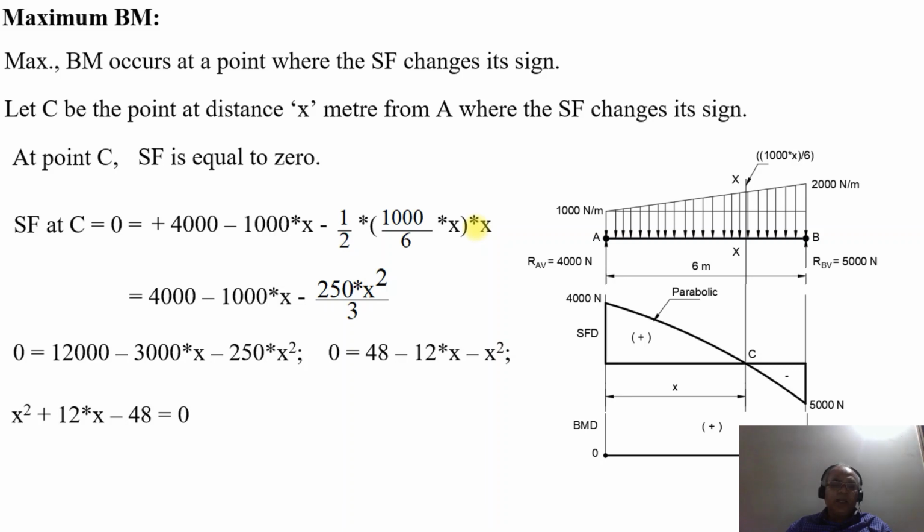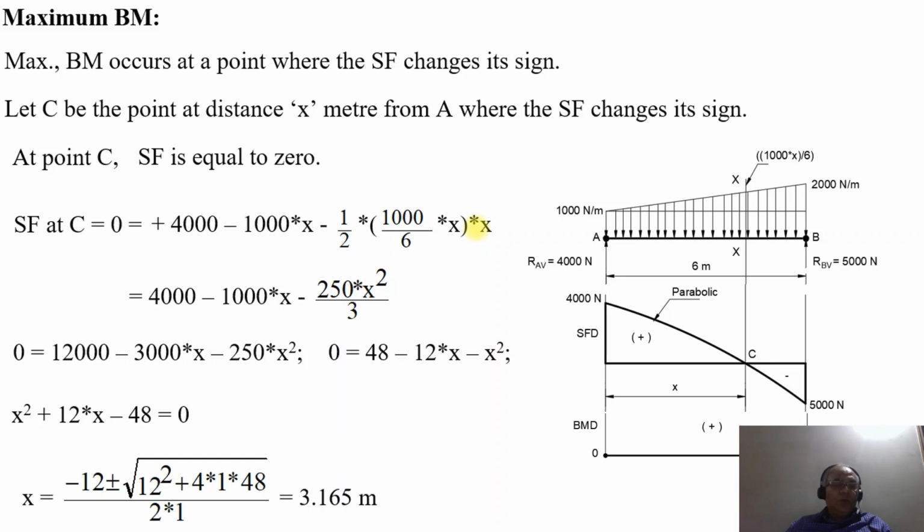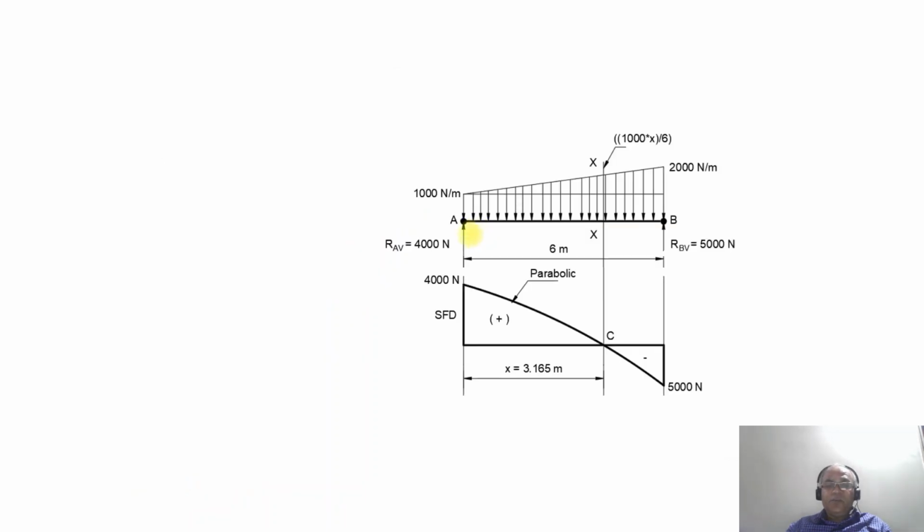So we are going to apply the roots as minus b plus or minus root of b square minus 4ac by 2a. So minus b becomes minus 12, a is 1 and c is minus 48. Substituting, minus 12 plus or minus root of 12 square plus 4 into 1 into 48 by 2 into 1. On simplification, the value of x is going to be 3.165 meters from A. So now the shear force is going to change its sign at a distance of 3.165 meters from A.